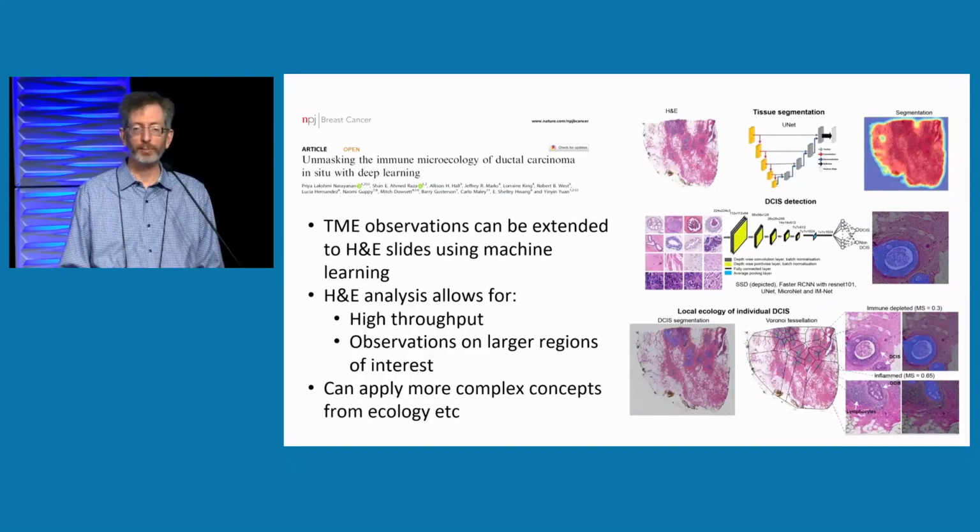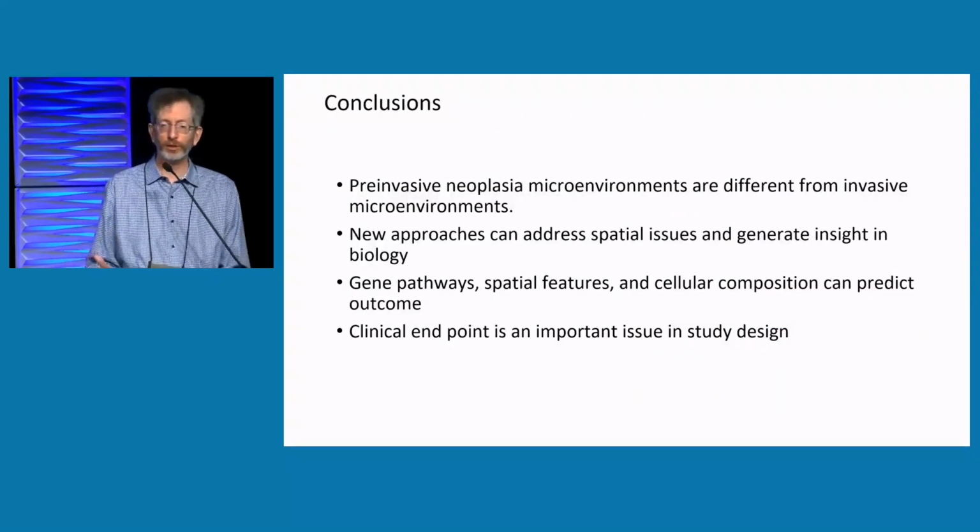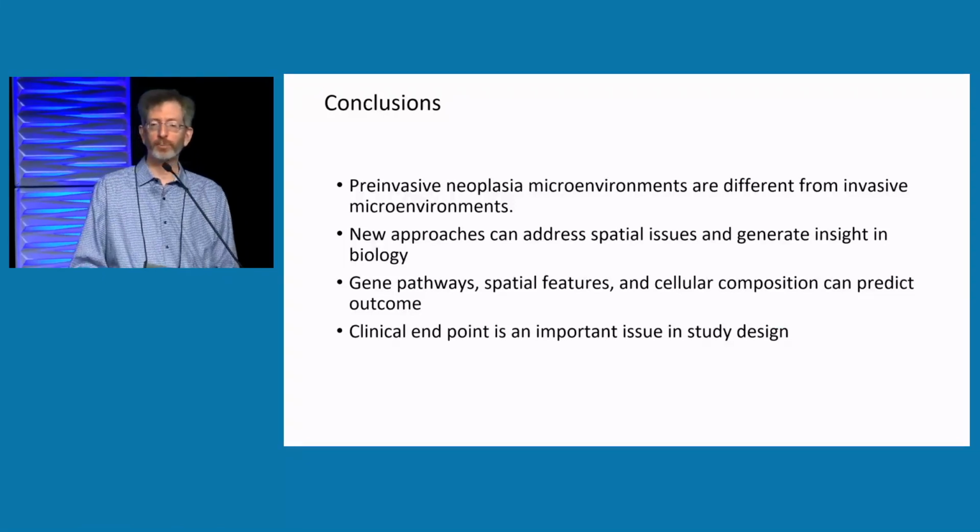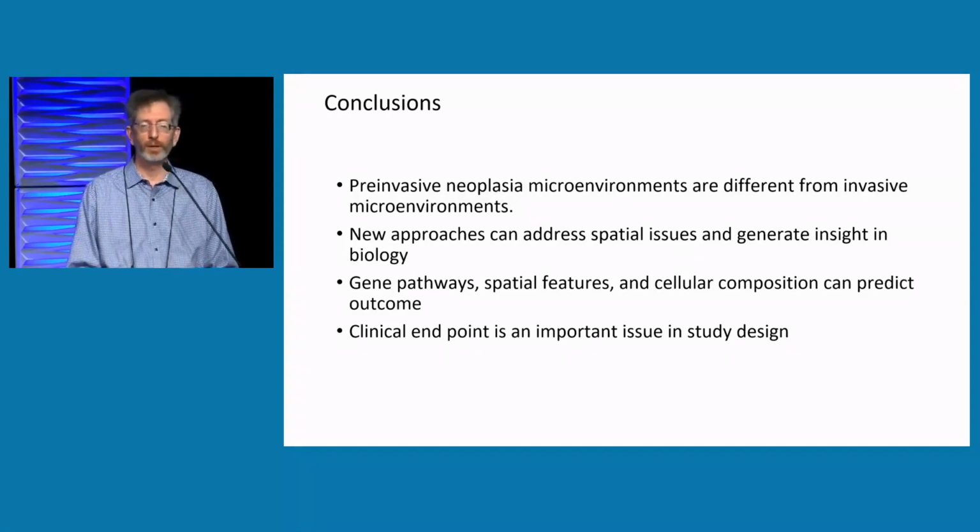So, in conclusion, pre-invasive neoplasia microenvironments are different from invasive microenvironments in a number of key aspects. The new approaches, in part what I've presented today, can start to address the spatial issues, the expression issues, and give insight into biology. And finally, we've identified gene pathways and spatial features that can predict outcome and hopefully can ultimately be used in the clinics to help guide patients that are initially diagnosed with DCIS.